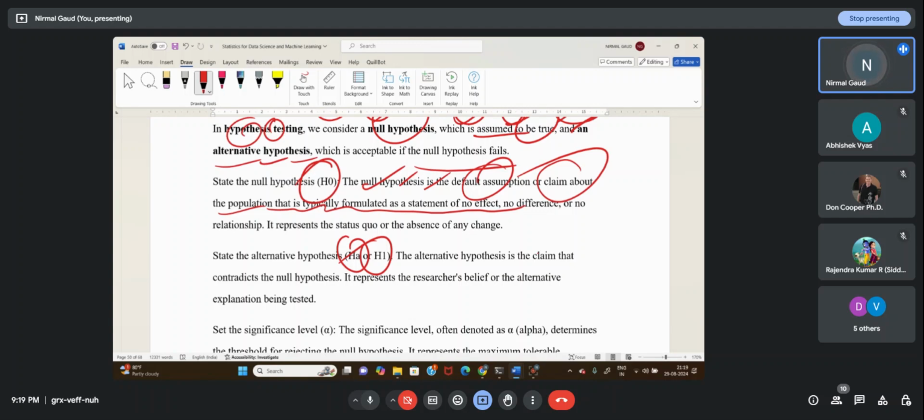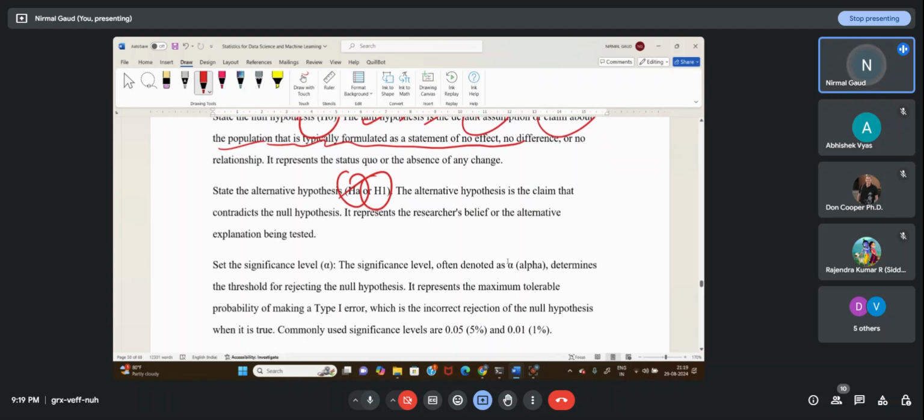An alternate hypothesis means if the null hypothesis fails, then obviously the alternate hypothesis holds. That means whatever you have assumed, the results are contradictory.